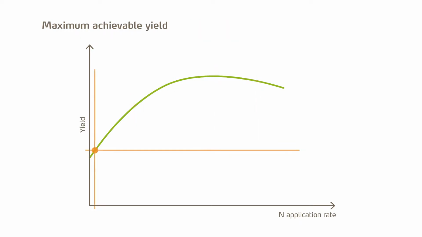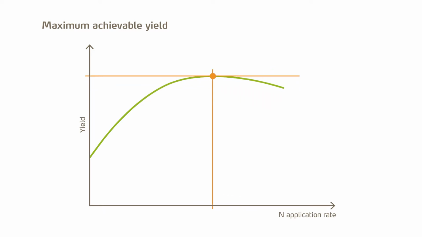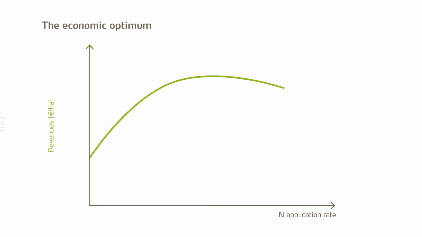One of the key findings of a nitrogen response curve is its summit. It corresponds to the maximum achievable yield. The corresponding nitrogen supply rate is also called the agronomic optimum. In reality, however, a farmer needs to maximize returns, not yield. This situation is described here.